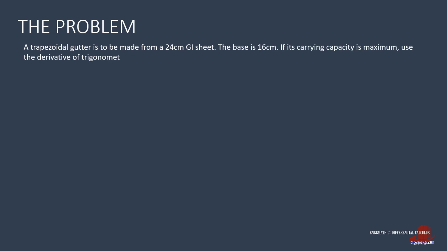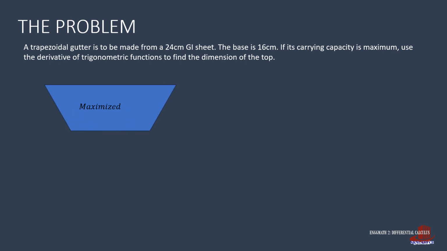The problem involves a trapezoidal gutter made from a 24 centimeter wide galvanized iron sheet. The base of the gutter is 16 cm, and we are to determine the top width if we maximize its capacity. Since there is no given length for the gutter, we are to work with the area of the trapezoid.